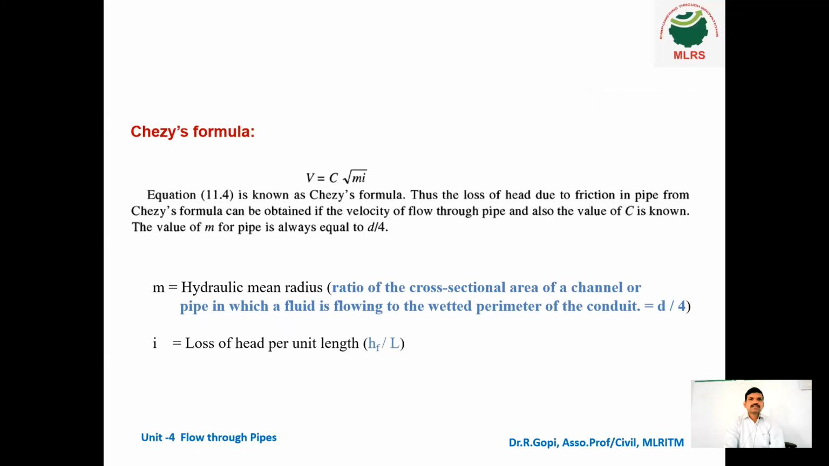Here I have given the definition. This is an important 2-mark definition. The ratio of the cross-sectional area of a channel or pipe in which a fluid is flowing to the wetted perimeter of the conduit. Conduit means the pipe. That means area divided by perimeter only, which is equal to D by 4. Next, i is the loss of head per unit length. Unit length means 1 meter. So that formula is hf divided by L.